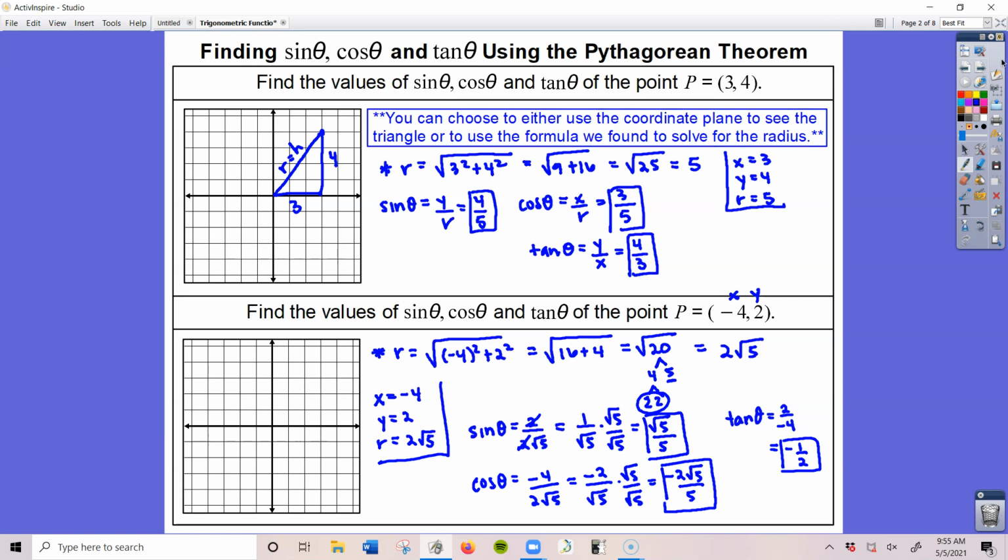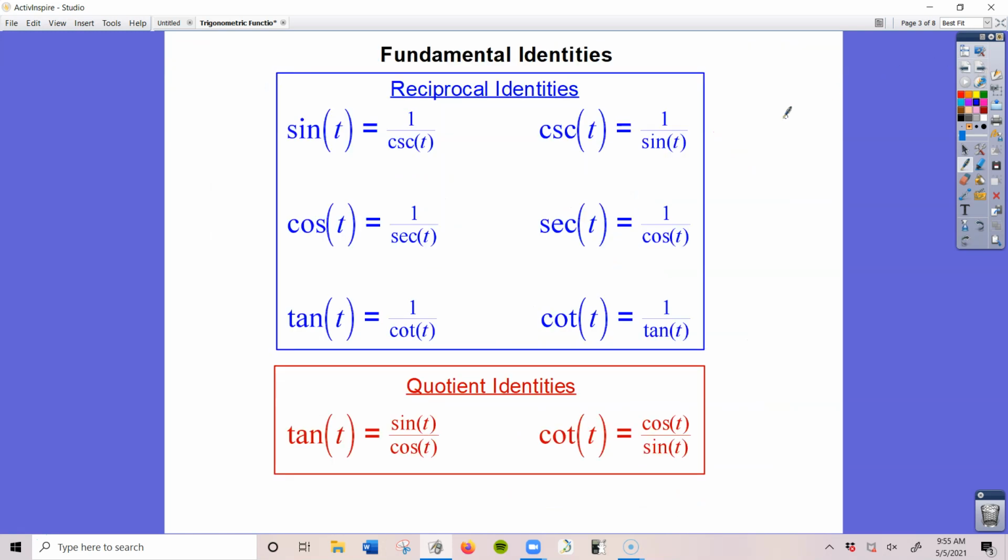Now let's look at a couple of important identities that will help us with future questions. You've already been exposed to the reciprocal identities. Sine, cosine, tangent, the reciprocals are cosecant, secant, and cotangent. So this is how you write a reciprocal. It's 1 over and then the trig function. So if you ever see that, that just means sine is the reciprocal of cosecant, and vice versa. Cosecant is the reciprocal of sine, and that goes for the rest of the trig functions.